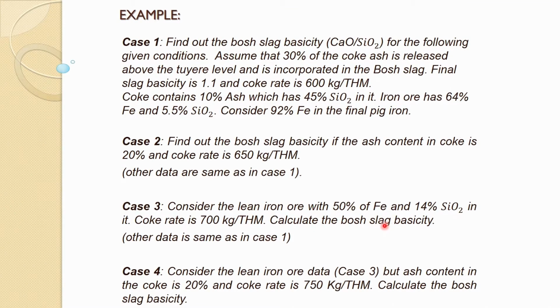So, all other things are same. Again you calculate the Bosh slag basicity. In case 4, consider the lean ore data like this, but S content in coke is 20%, like case 2, and the coke rate is 750 kg per ton of hot metal, because in both places the S content and SiO2 content have increased. So, calculate the Bosh slag basicity. Let us see how this composition affects the slag basicity in the Bosh region.